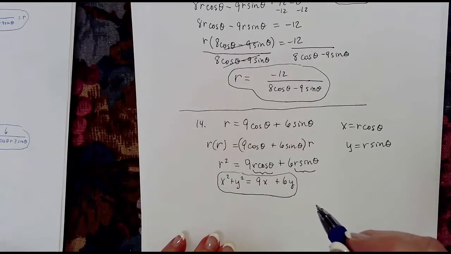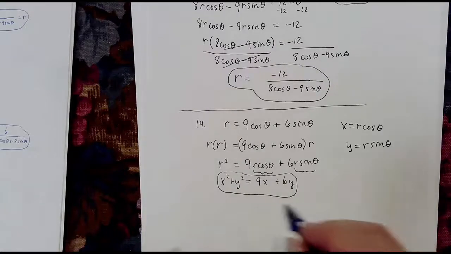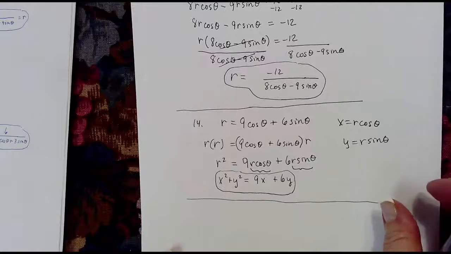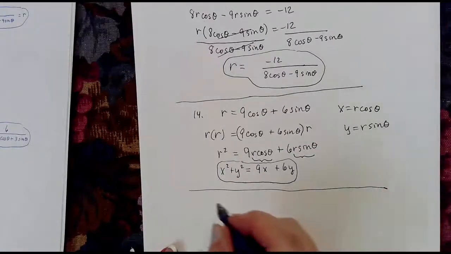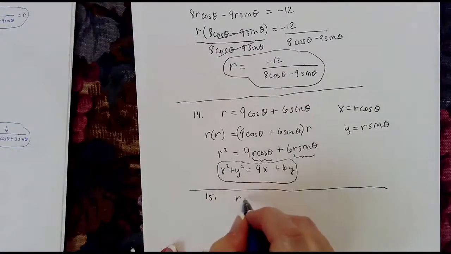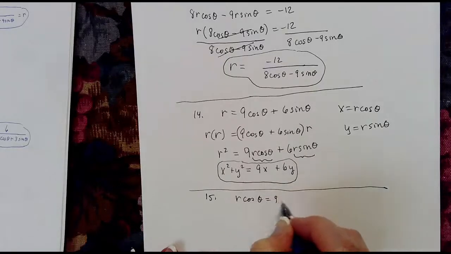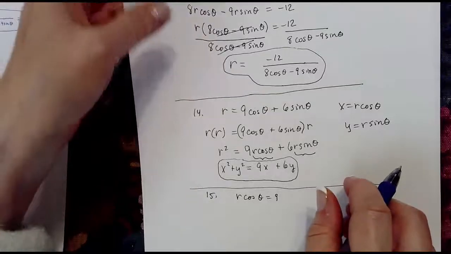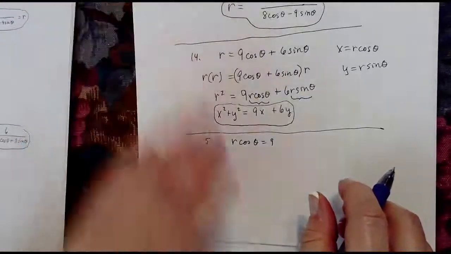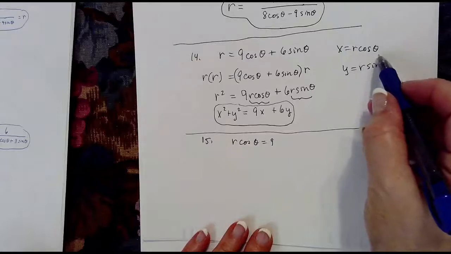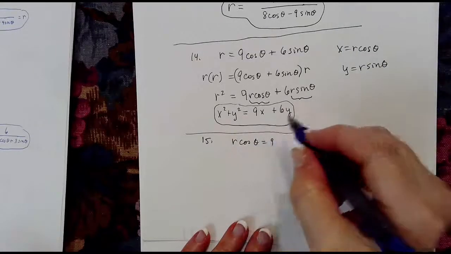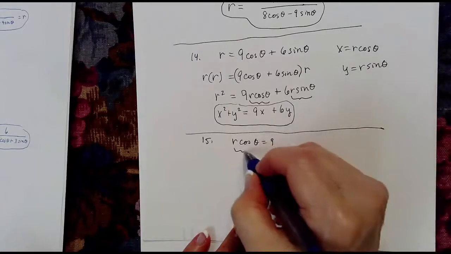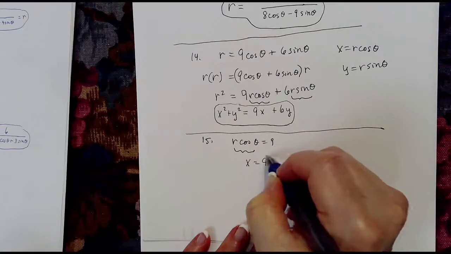So we're okay on number 14? Now, number 15 is just straightforward. You're given, for 15, r cosine theta equals 9. Okay, so r cosine theta is going to give you what? If you look up here, r cosine theta is equal to what? So we can replace r cosine theta with x. So this is just going to say x equals 9.